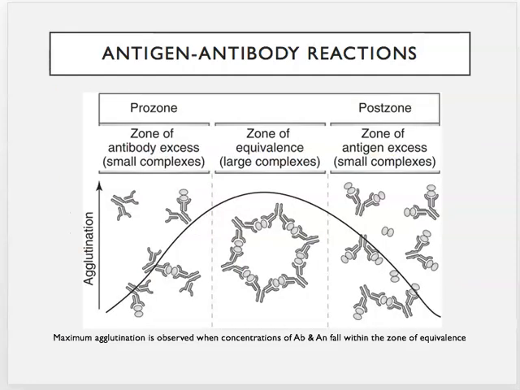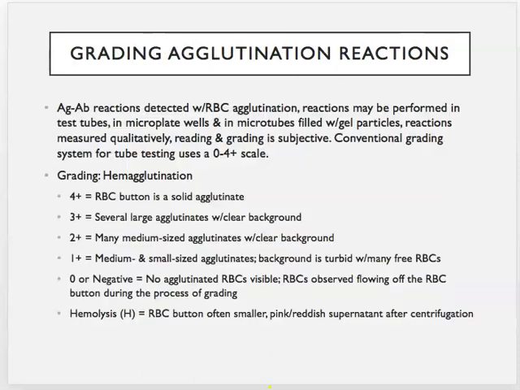And here's just a visual representation of that, where you've got too much antibody. You see your little Y shapes here, too much antibody, not enough antigen, or the opposite. And then here's our Goldilocks reaction there.